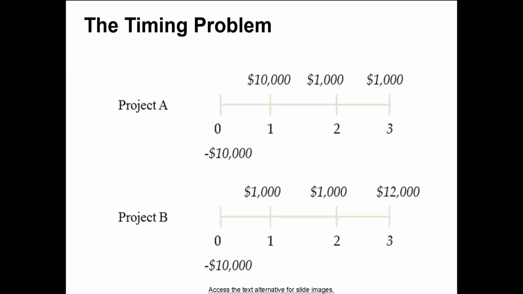Let me move on to another critical problem for the IRR, the timing problem. The timing problem. Let's see. Let's assume that the cash flows of project A are like this. The initial cash investment is 10,000, and in year one you get 10,000 US dollars, and in year two 1,000, year three 1,000, right?